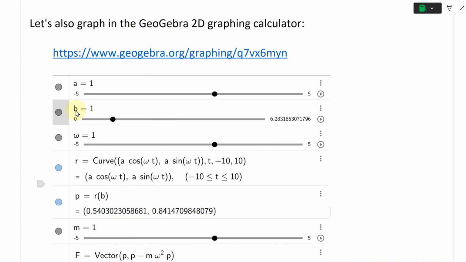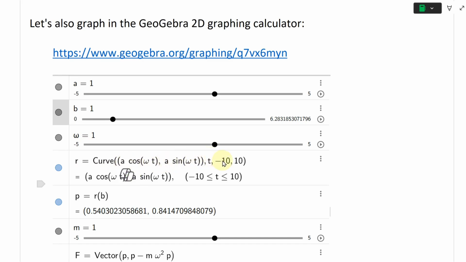Now B, this is just time t. I put B because we already have the time t variable here, and I'd rather not make this B, I just leave it like that. So there's the curve R, and this curve is equal to A cosine omega t, and then A sine omega t.